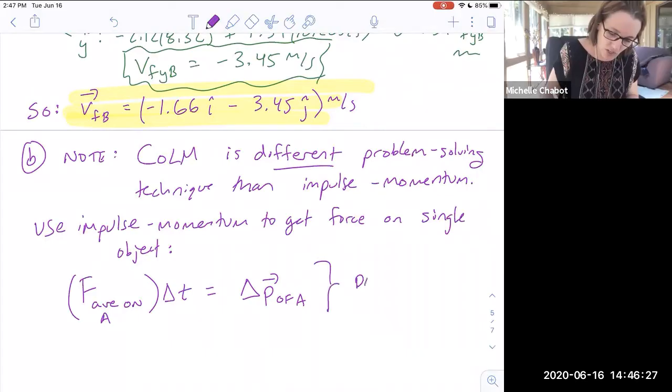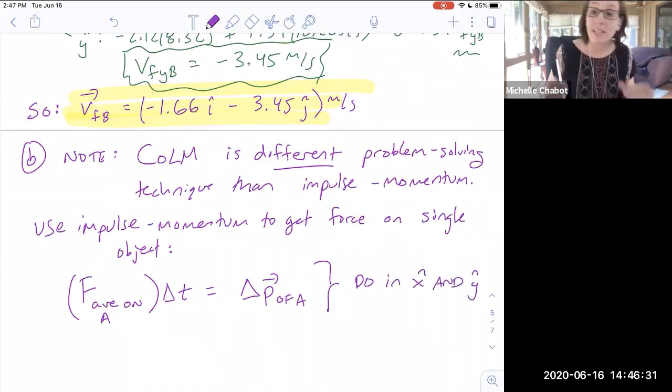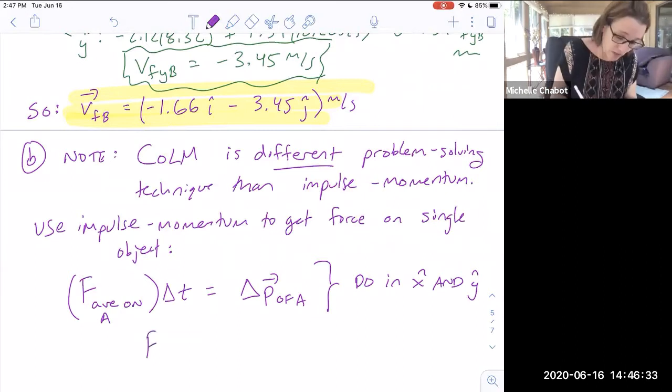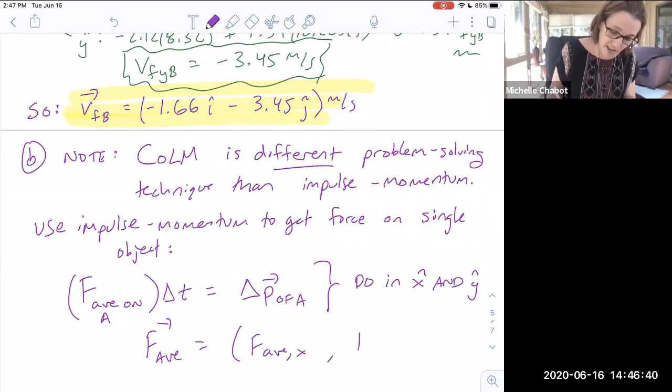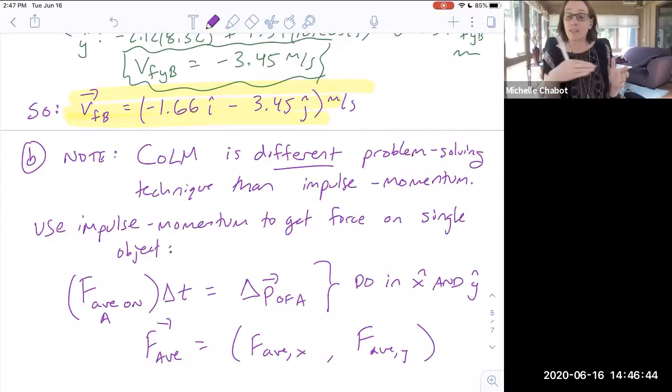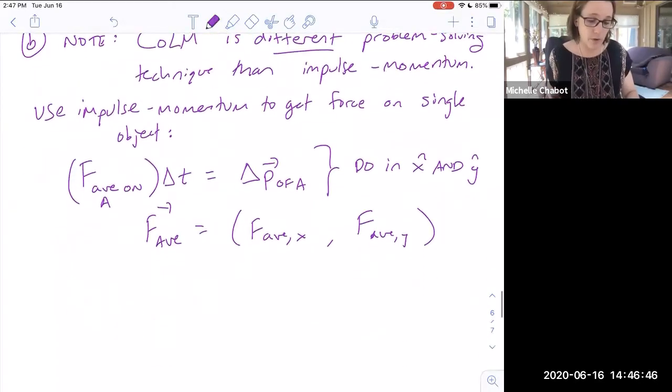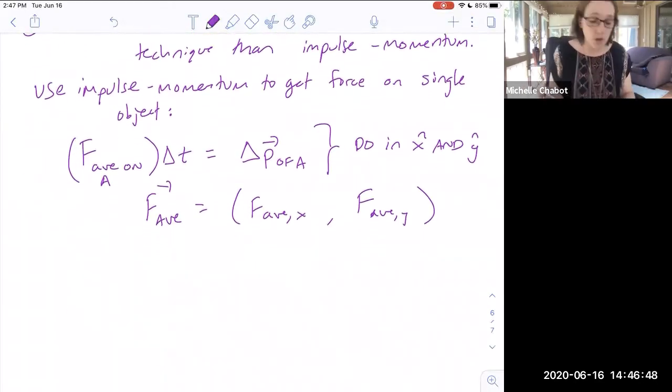And then we do this in X and Y. We need to have an F component, so F average will then be equal to F average X and F average Y. We have an X component to our force and a Y component to our force. So this is basically a review of the previous module, but now seeing it as it often shows up as sort of a follow-up to a conservation of linear momentum problem.